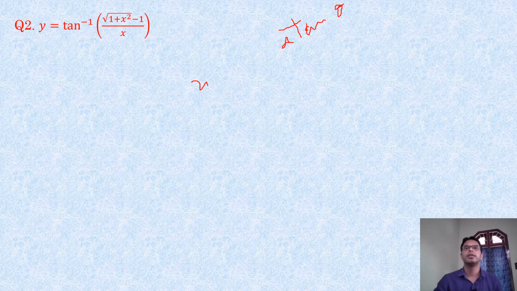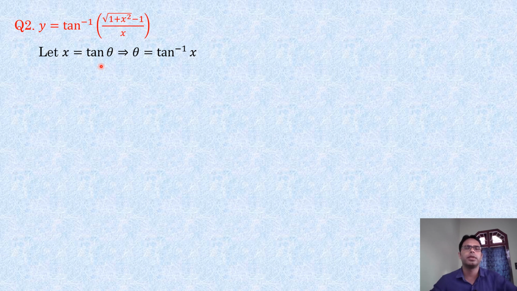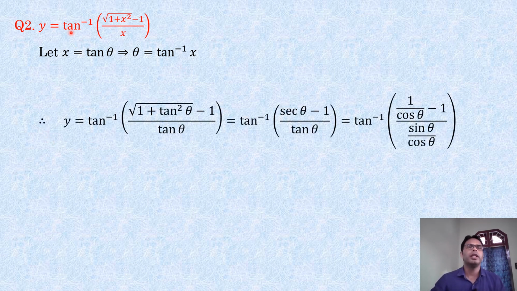Is that clear? So I am going to take the substitution as tan theta. You see here, let x is equal to tan theta, then theta will be equal to tan inverse x, because at the last part of the function you should again replace theta by x. After that you find the derivative. Okay. So y is equal to tan inverse remaining the same. It is root over 1 plus tan square theta minus 1 divided by tan theta, equal to tan inverse. This 1 plus tan square is sec square and root over sec square is only sec theta minus 1 divided by tan theta.